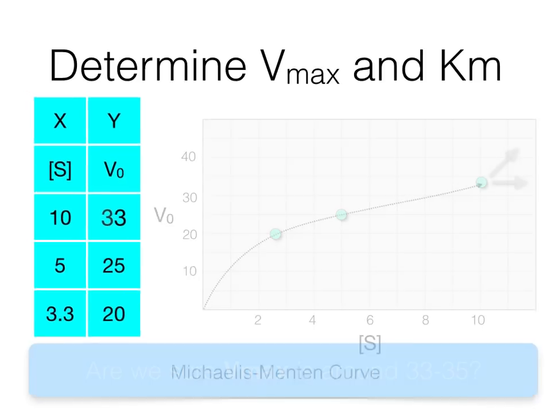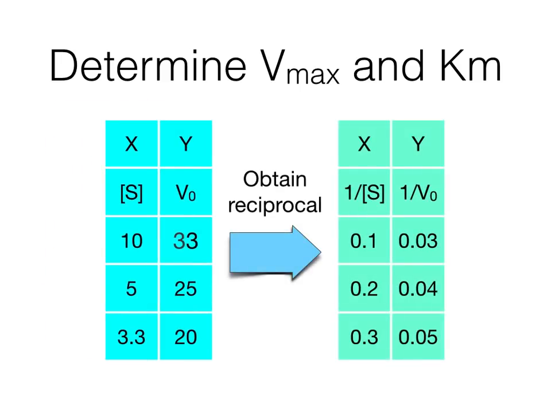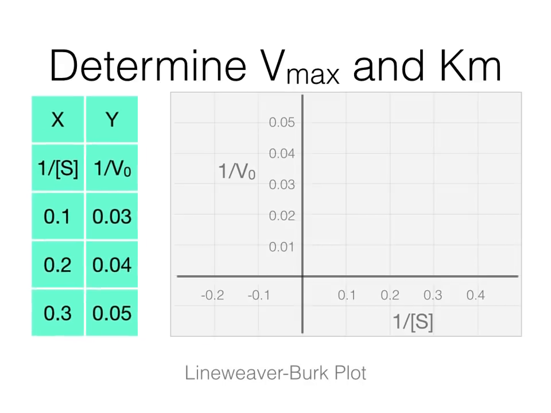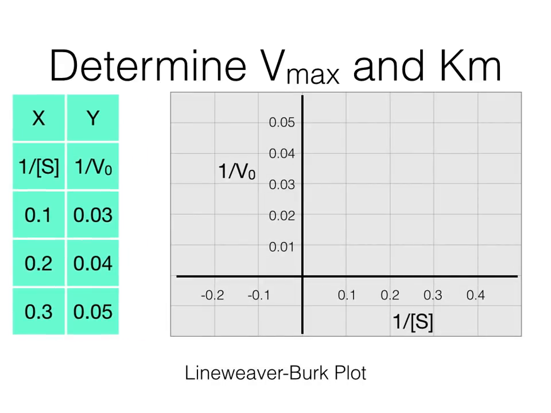So the solution is to convert everything into its reciprocal form. So the S becomes 1 over S, the V0 becomes 1 over V0. So if we plot this now, what we get are 3 points that perfectly align each other. So it's a linear graph.